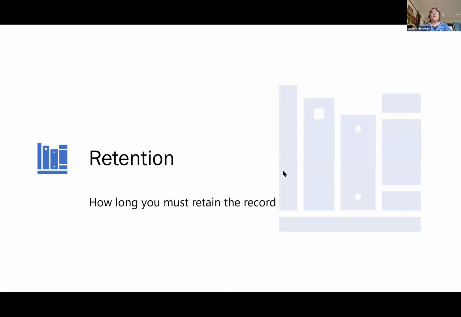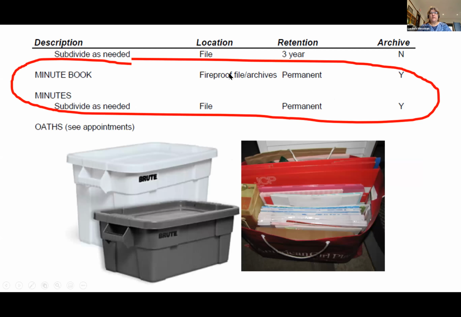So the next up is the retention. How long do you keep the record? Well, if you look here, these two are permanent. The minute books, the category above is only a 3-year retention. So you look at this to see what it means.